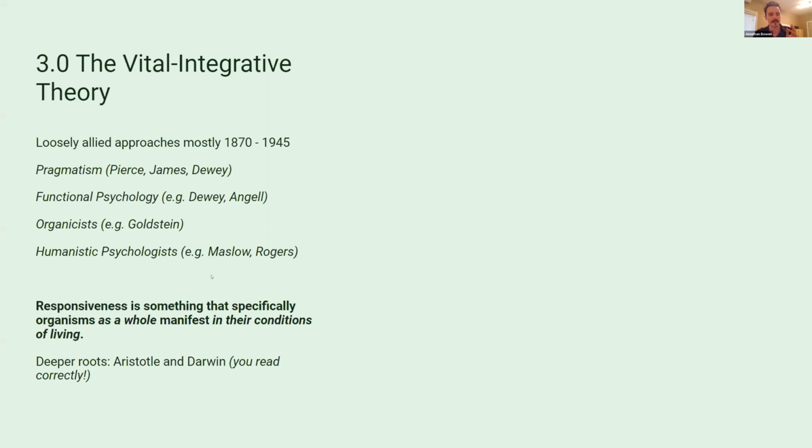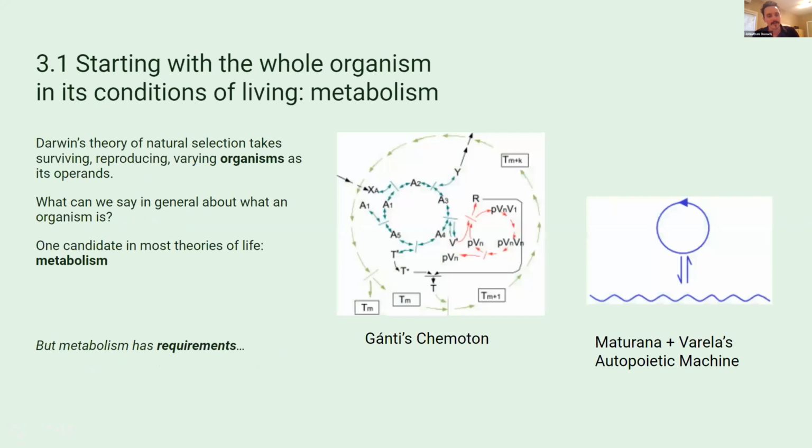All of these people have in common that responsiveness is something that specifically organisms do, and they do it as a whole, and it manifests in their conditions of living. And its deeper roots, you could say, are with Aristotle and Darwin. You normally don't put those two together, but I'll explain how that works. So let's start with Darwin's theory of natural selection.